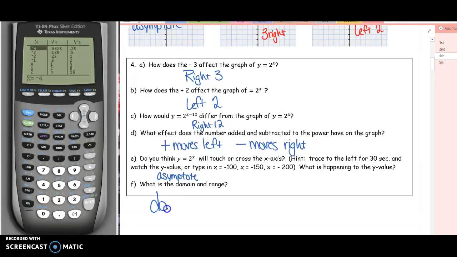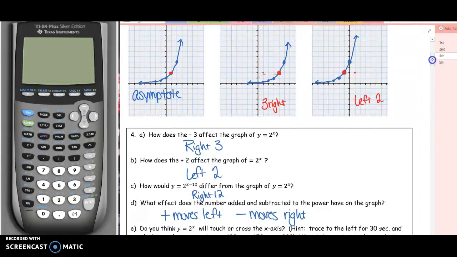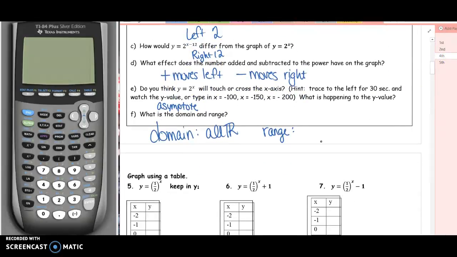The domain for all of these is super easy. The domain is all real numbers. You can plug any real number into any of these functions. The range is a slightly different story. Because there's an asymptote, all of these y values are getting closer and closer to 0 on the left side, but they never actually get there. So all of these y values have to be bigger than 0. So y is greater than 0.